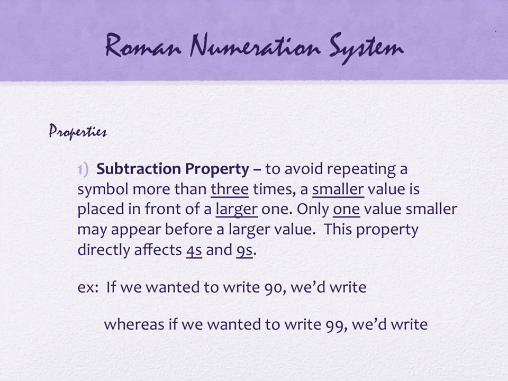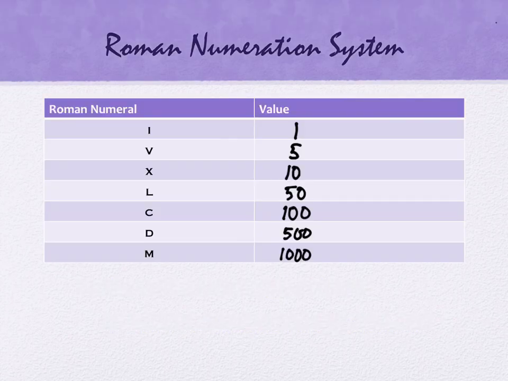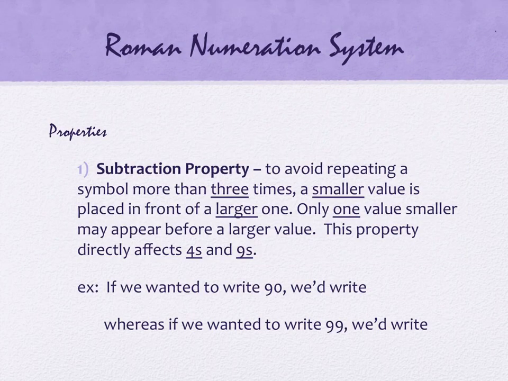So if we have the number 90, the closest one of our symbols over here to 90 is what? C. It's 100, right? So if we take C and we take away 10, I would have 90, correct? So if I had 90 here, my biggest closest value is 100. And if I do 100 minus 10, I'd get 90.